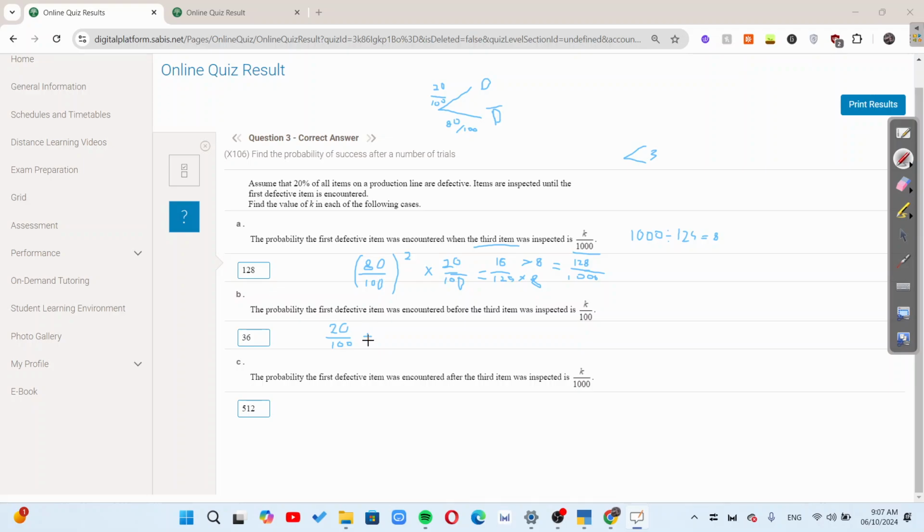Or you could get it on your second try, which your chances for that would be 80 over 100 times 20 over 100. Because if we're doing it second try, you're going to assume that your first one was fine and that your second one was the problem. So then you have to do 80 over 100, which is your first one that was fine, times your second one that wasn't. So times 20 over 100.